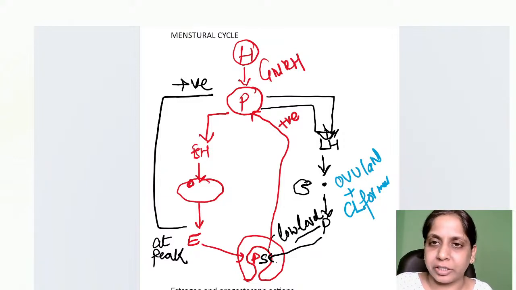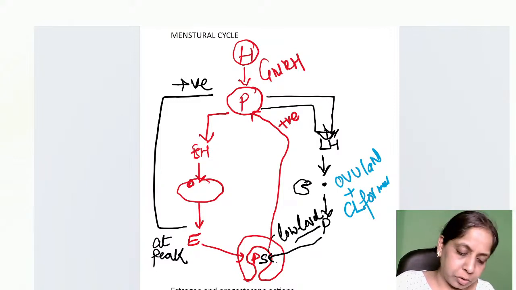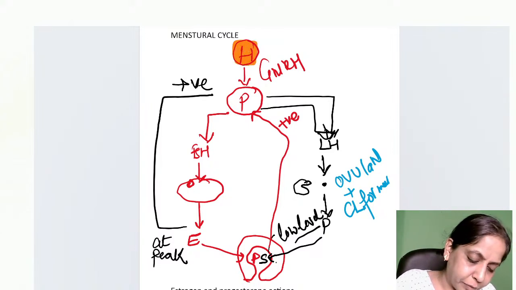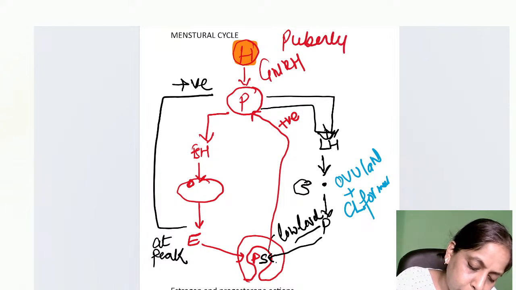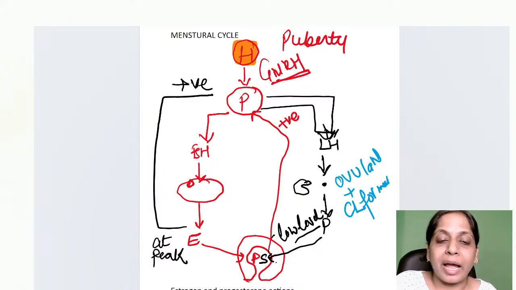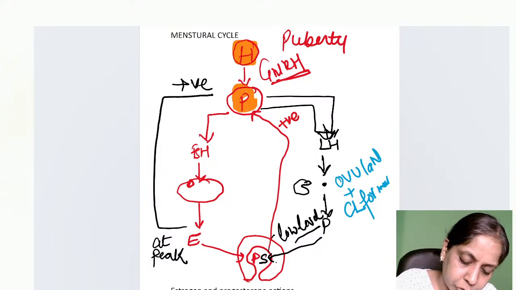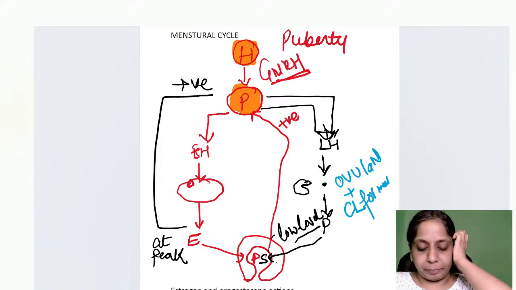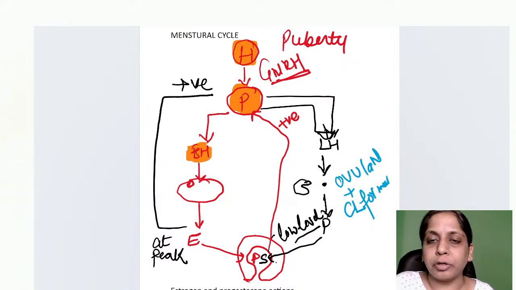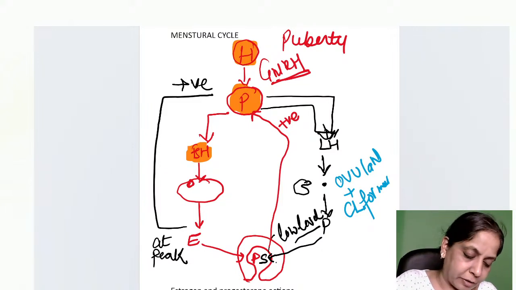Let's start today's session. So in gynae, the first thing is the menstrual cycle. First of all, at puberty the hypothalamus releases GnRH, and this GnRH acts on the pituitary. In response, the pituitary releases FSH.